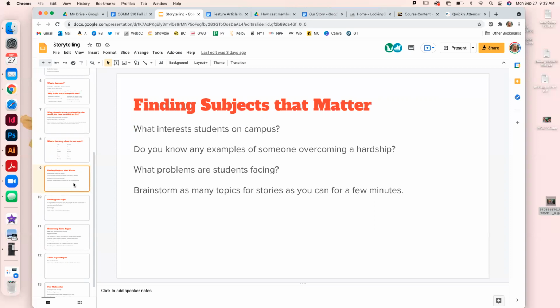All right, so just brainstorm for a second. Come up with as many ideas as you can. If it helps, start by thinking about the ideas we've already talked about.